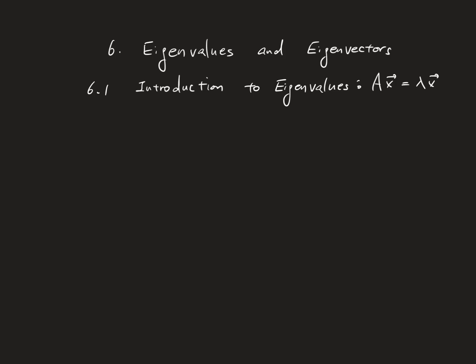Chapter 6 is about eigenvalues and eigenvectors, and we introduce eigenvalues in section 6.1. Ax equal to b could be thought of as a linear equation for a steady state.